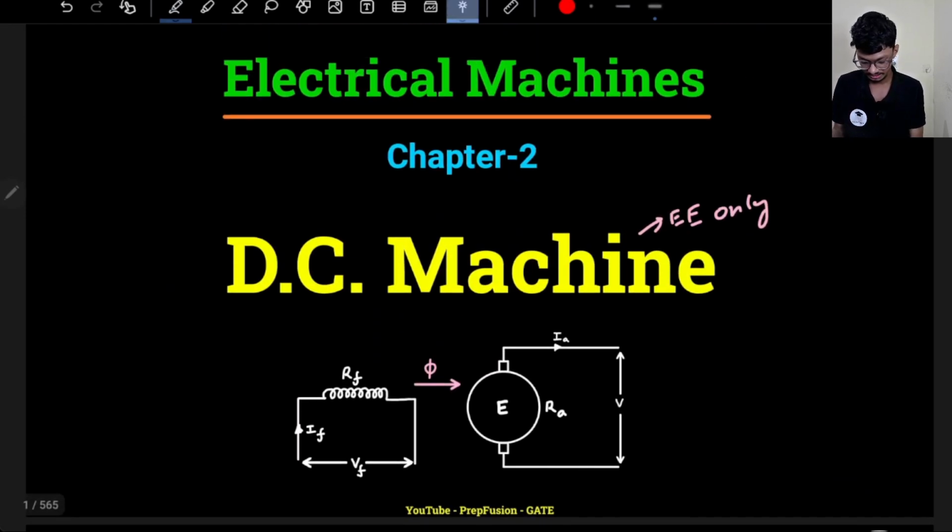You can see the picture here. Some kind of coil is there, which is providing some flux. This flux is provided to a machine. Okay, so I hope in your college you have a very basic idea about DC machines. So we will try to understand all those concepts and we will try to nullify all your misconceptions, or whatever misconceptions you had, we will clear all those with basics.